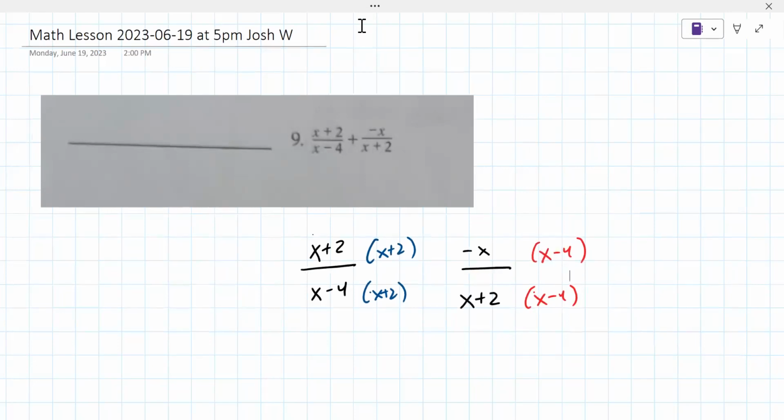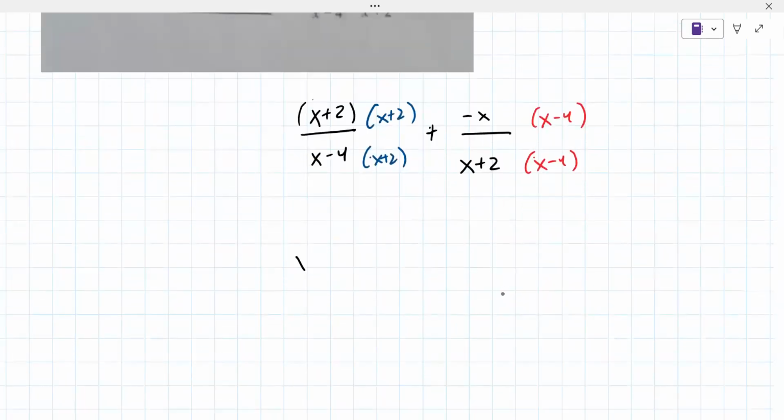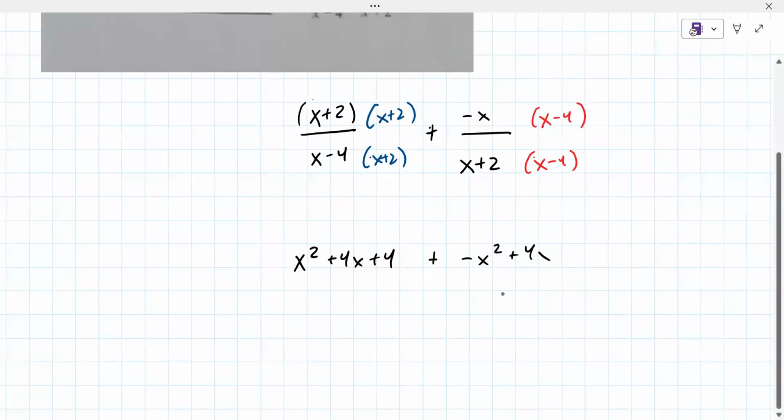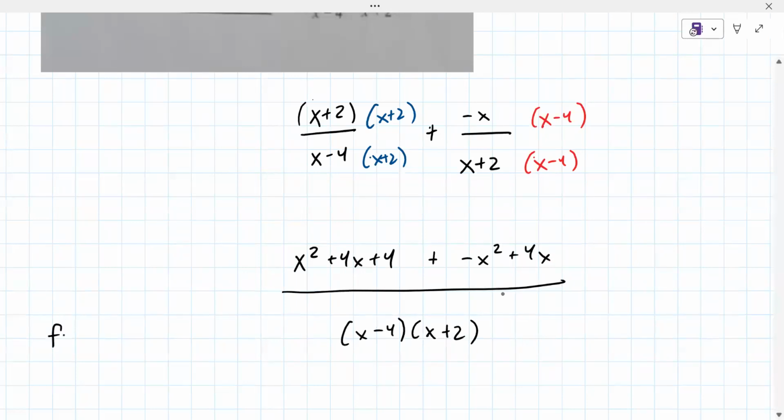So we talked last time about how to make a common denominator. I'm just going to show that to you here. Now on the top, you do have to FOIL. So you have to FOIL the top, multiply in. X squared plus 4x plus 4 plus negative x squared plus 4x, like that. Now on the bottom, it's x minus 4, x plus 2. You always leave it in factored form.